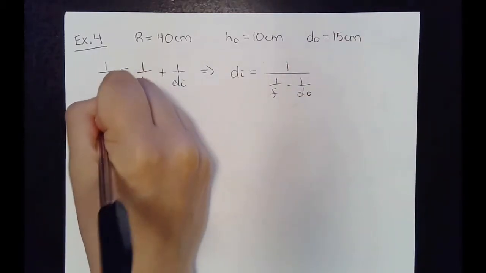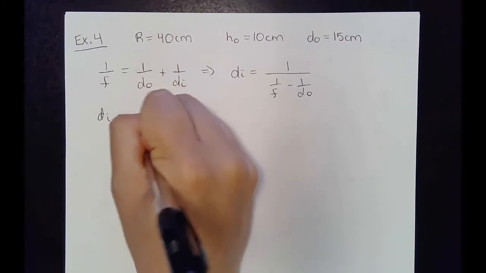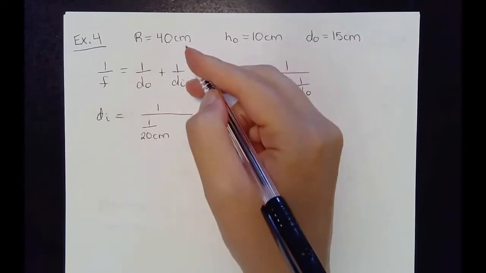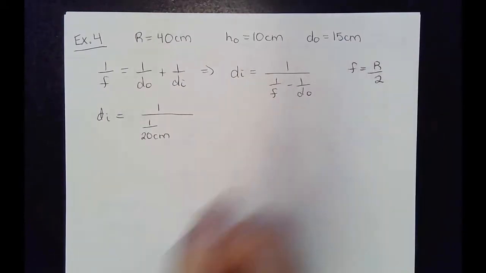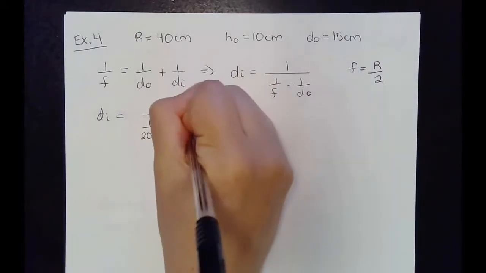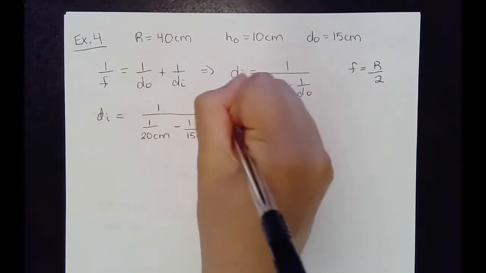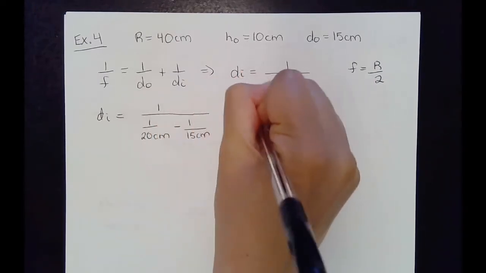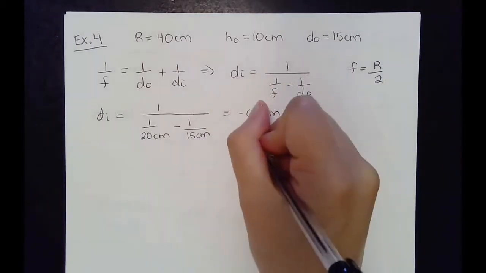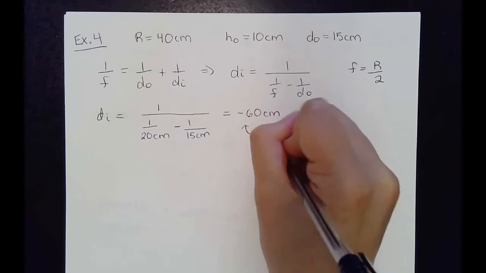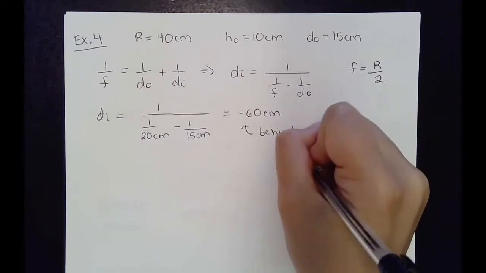So di is 1 over 20. This is our radius of curvature, and we have f is R over 2. So 1 over 20 minus 1 over 15. And this gives negative 60 centimeters. So remember what this negative means. It's going to be behind the mirror, and it's going to be virtual.